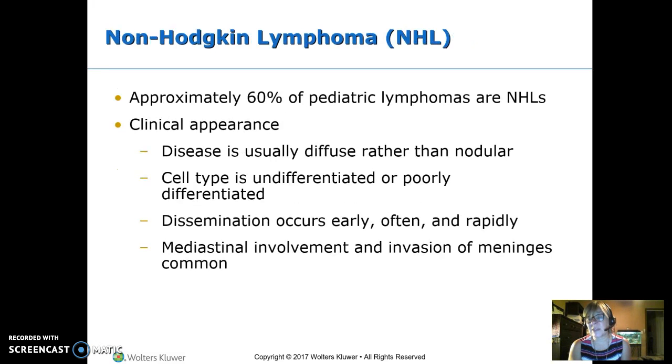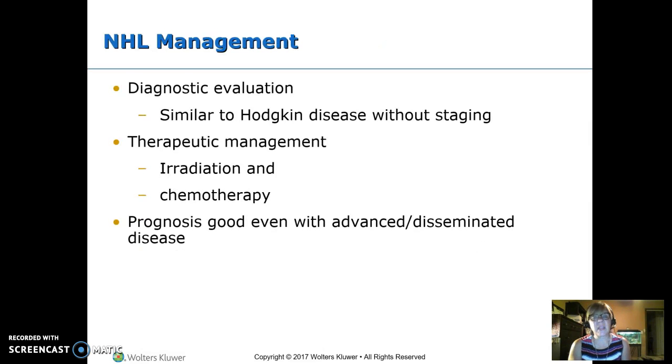Non-Hodgkin's, this is about 60% of pediatric lymphomas are non-Hodgkin's. It's not limited to a group of nodes, so it's much more diffuse, undifferentiated or poorly differentiated. The dissemination occurs early, often and rapidly, often in the mediastinal area or the meninges. So diagnosis is similar, but staging is different. We're still going to use radiation and chemotherapy, and even in very advanced disseminated disease, this has really good survival rates.